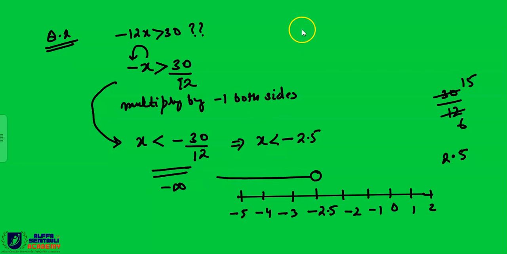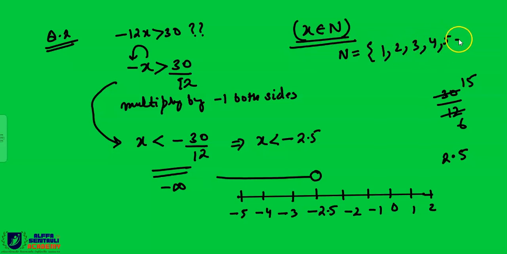And we have to keep in mind that in the question, x belongs to natural numbers. So whatever number you get as a solution must belong to the natural numbers. What is the set of natural numbers? Natural numbers include 1, 2, 3, 4, 5, 6, up to positive infinity. These are the natural numbers.